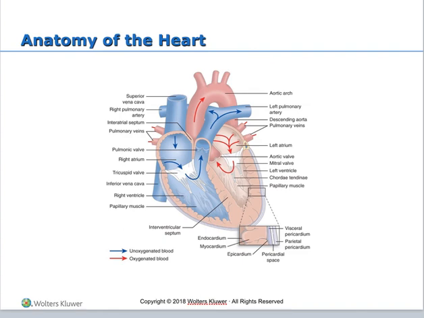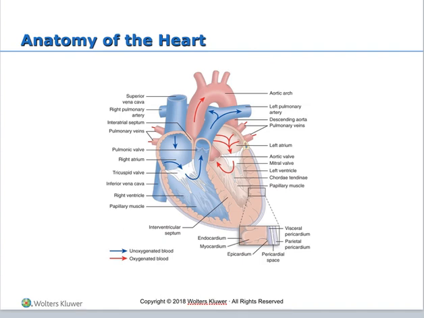And then you've got the 4 valves. The tricuspid and mitral are AV valves because they're between the atria and the ventricles. And then you've got the aortic and pulmonic. Those are your semilunar valves, and those are what go to the heart and from the heart.